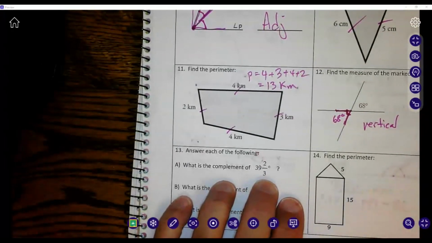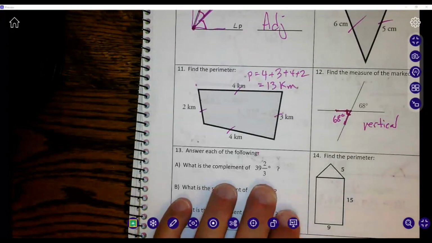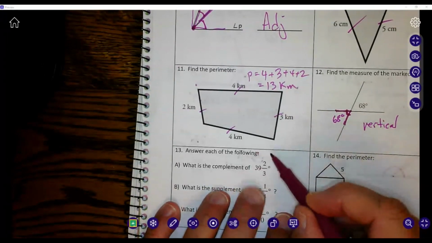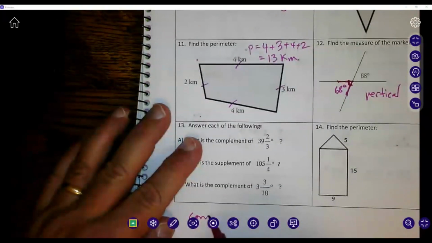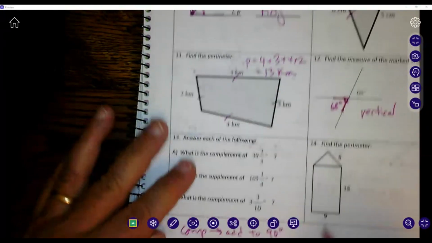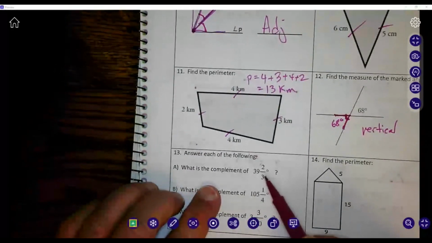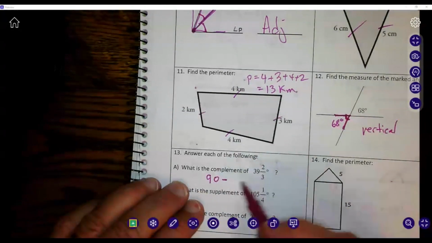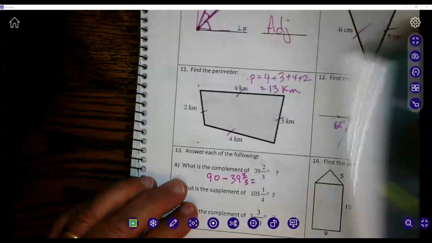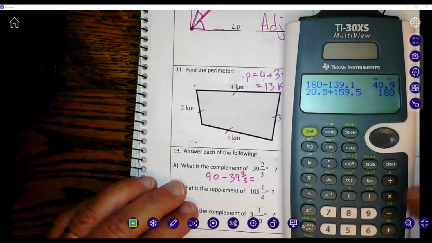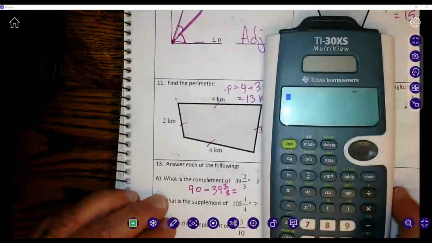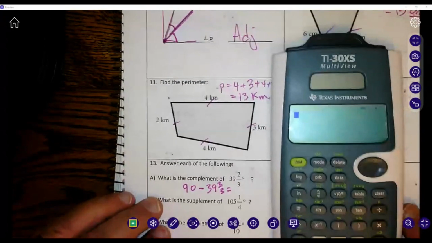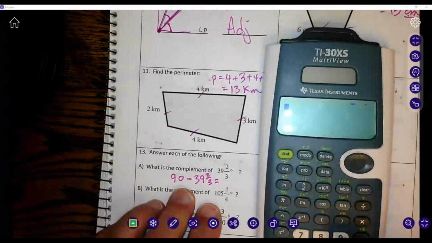So we need to know, what is the complement? Complement means they add to 90 degrees. So if I want to know what is the complement of this angle, I take 90 degrees and I subtract that angle, 39 and 2/3. Okay? We can use our calculator. I strongly suggest that you get one of these calculators so that you're familiar with using it when you go to take the test.